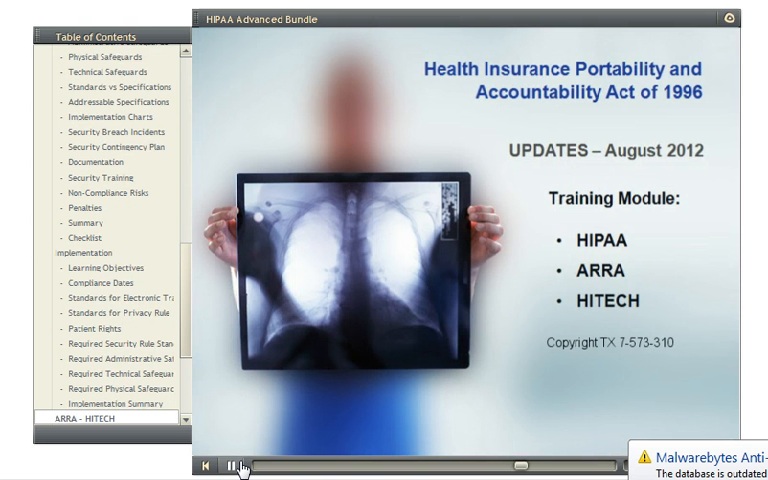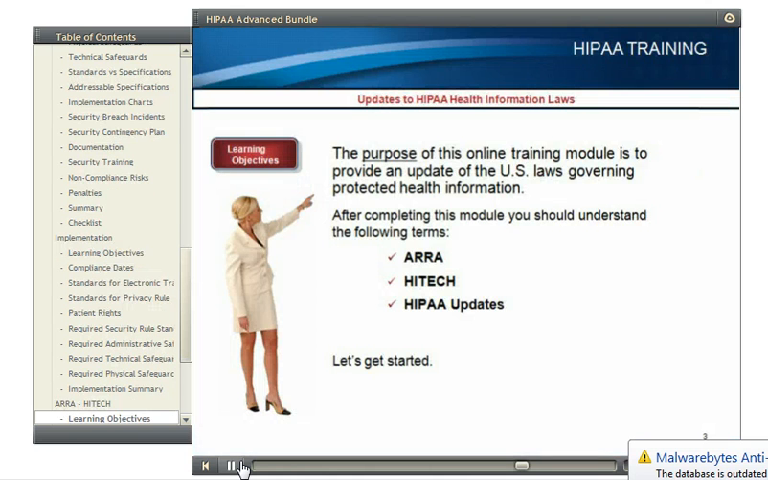Health Insurance Portability and Accountability Act of 1996. Updates, 2012. Training Module. HIPAA, ERA, High-Tech. The purpose of this online training module is to provide an update of the U.S. laws governing protected health information. After completing this module, you should understand the following terms: ERA, High-Tech, HIPAA updates. Let's get started.